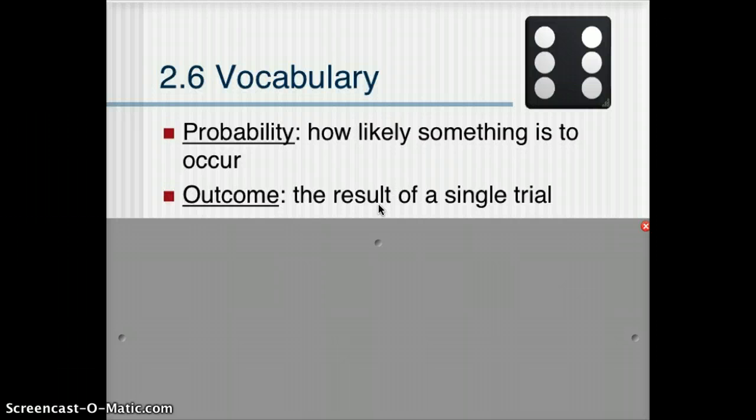An outcome is the result of a single trial. So if I roll this dice right up here, right now my outcome was 3. On that time when I rolled it, I got a 3. That was my outcome.